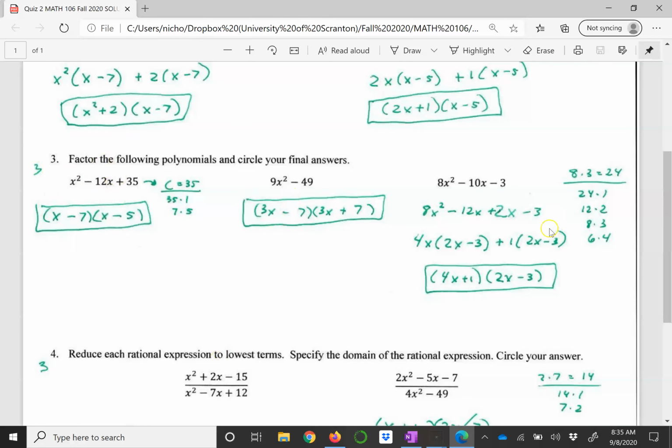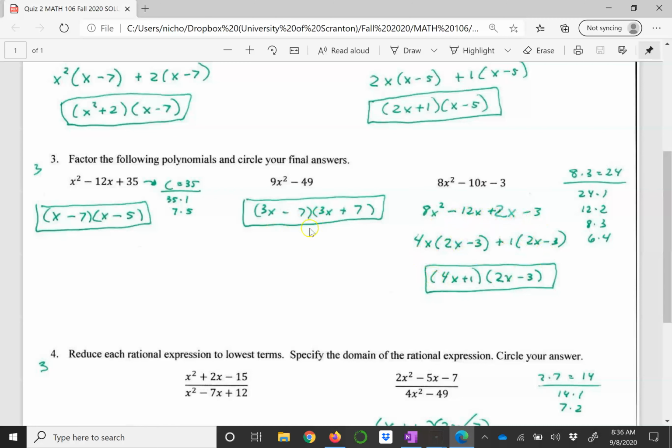I'll skip to number 3. So this one is another trinomial, but now I have a coefficient in front of the x squared. So you multiply 8 times 3, you get 24. You look at the factors. Now, the only factor pair that actually works in this problem is 12 and 2. So since we want negative 10x, we do negative 12 plus 2, and then we factor, we see the common term, and then we have our final answer from doing grouping.